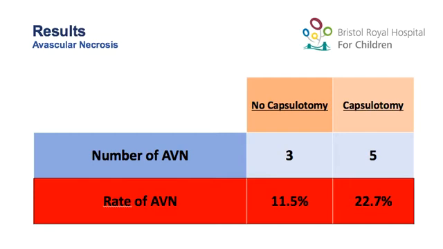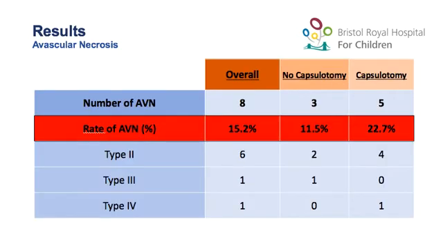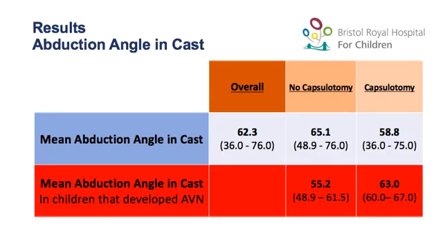Within our cohort, we saw that the rate of avascular necrosis was considerably higher in those undergoing a capsulotomy. And as expected, type 2 avascular necrosis predominated. The abduction angle did map to the avascular necrosis rate as predicted by Rick Gardner in the capsulotomy group, but not in those without capsulotomy.